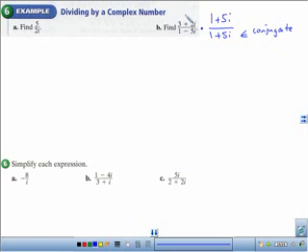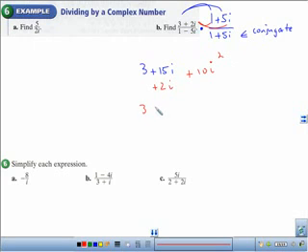So on top here, we're going to have to FOIL, because we're multiplying. So basically, pretend these are in parentheses. So we're FOILing. 3 times 1 is 3. 3 times positive 5i gives us positive 15i. And then we have the 2i times 1, that will give us positive 2i. Then we have the 2i times 5i gives us positive 10i squared.